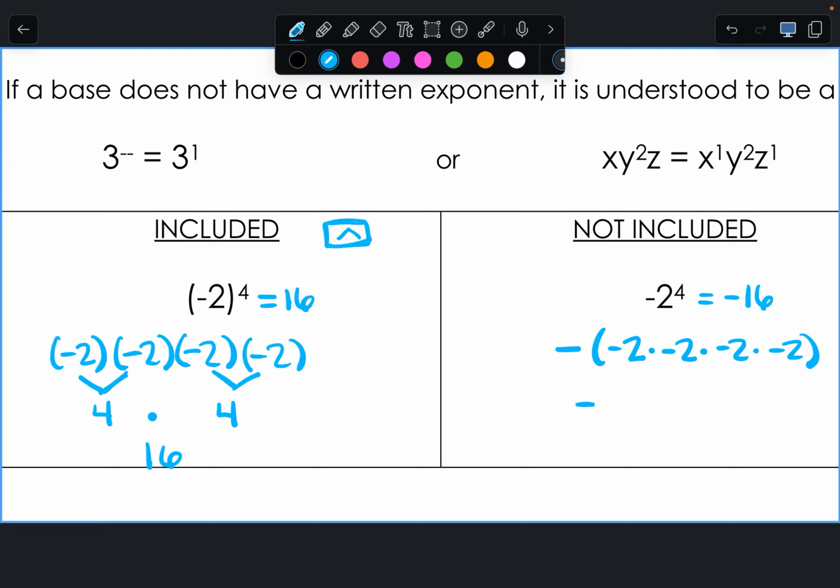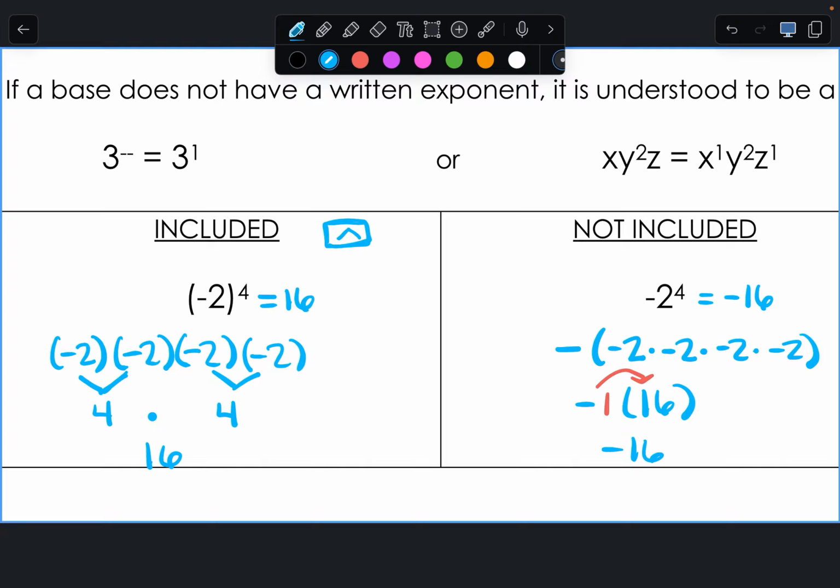So the product rule. When two powers with the same bases are multiplied, the expression is equal to the base with the exponents added together. Okay? It is written this way on your formula chart. Notice my bases are the same. We're multiplying two of the same base. So what we do with the exponents is we add them. Okay?